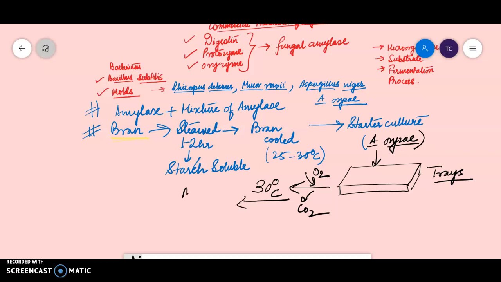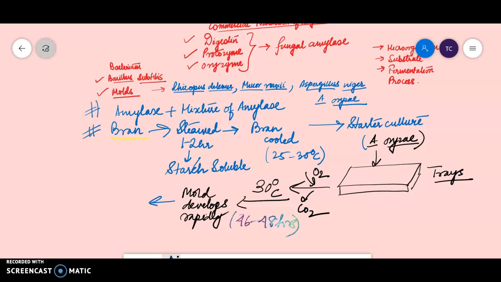So, your mold develops rapidly, and this mold develops rapidly within 46 to 48 hours. So they basically develop within 46 to 48 hours, and during this period, in the mold mass, the maximum desirable enzymes are produced, and the product may be dried to prevent bacterial action.